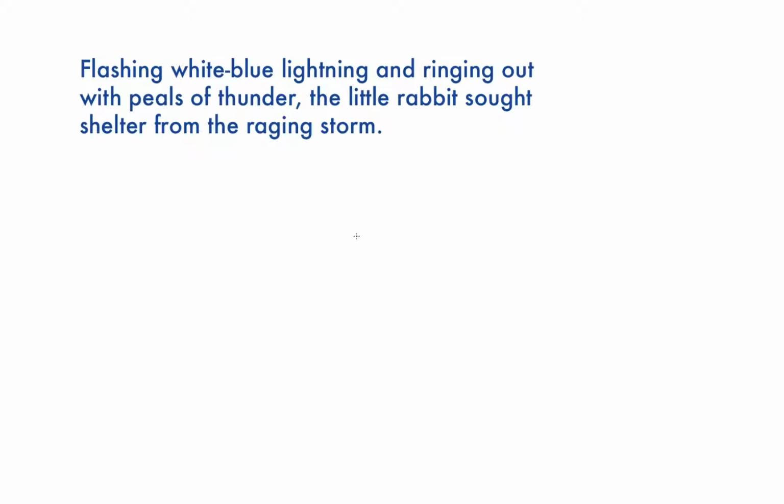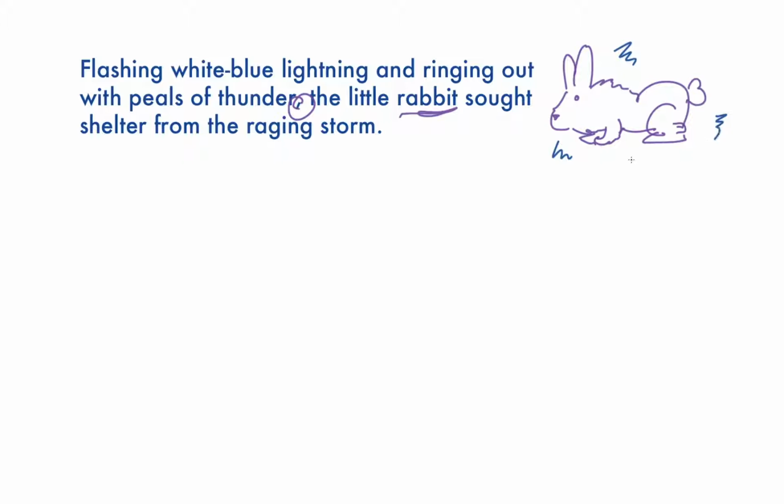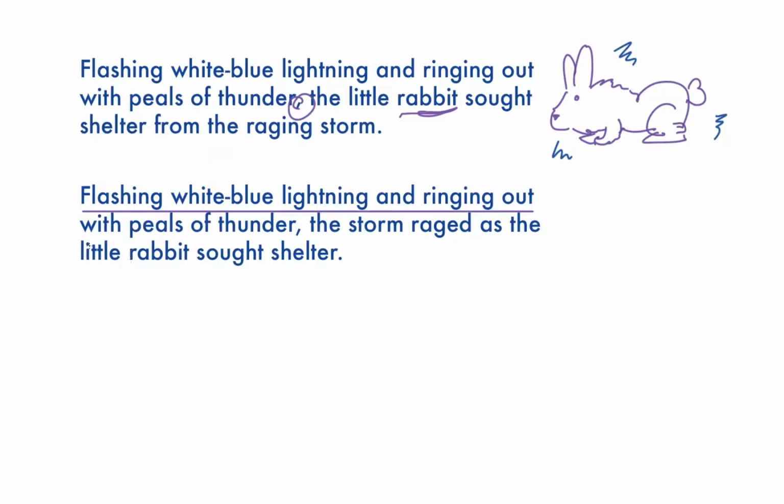Flashing white-blue lightning and ringing out with peals of thunder, the little rabbit sought shelter from the raging storm. You might look at that sentence and think, I don't see anything grammatically wrong here, but it's a logically impossible sentence. The first noun to come after this comma is rabbit. So what we're actually saying in this sentence isn't that the raging storm was flashing white-blue lightning. We're saying that the little rabbit is flashing white-blue lightning and ringing out with peals of thunder. We got an impossible thunder bunny here. To fix this sentence, we can swap the second half around so that this introductory modifying phrase, flashing white-blue lightning, etc., is instead describing the storm instead of the rabbit. Right, so now all of this modifier is connected to storm instead of rabbit.